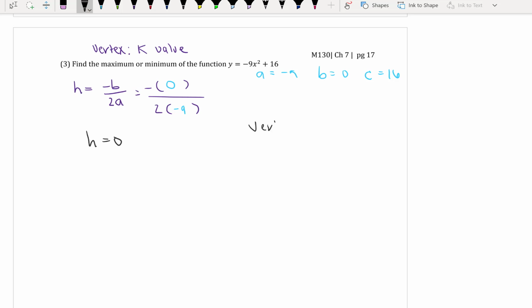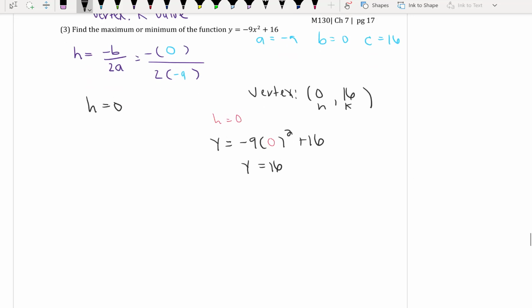So then my vertex, I have 0 for my h. Now I need to find my k value. I just need to plug it into my equation. So y is equal to negative 9 x squared plus 16. So that h value of 0 I'm plugging in. So I get that y is equal to 16.